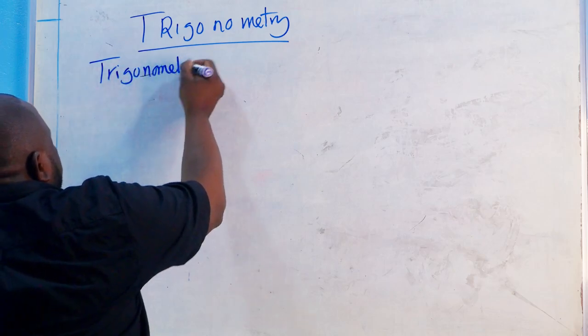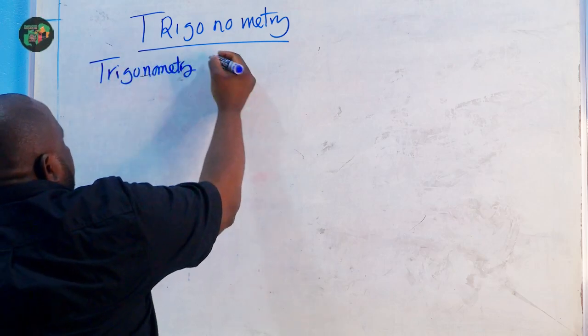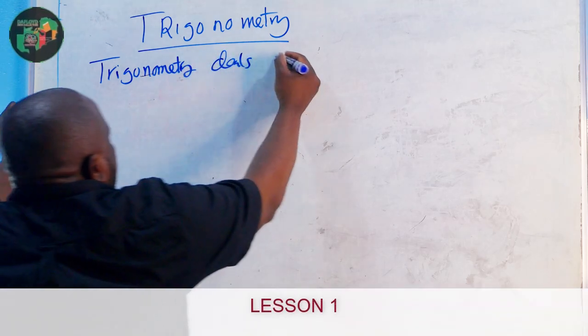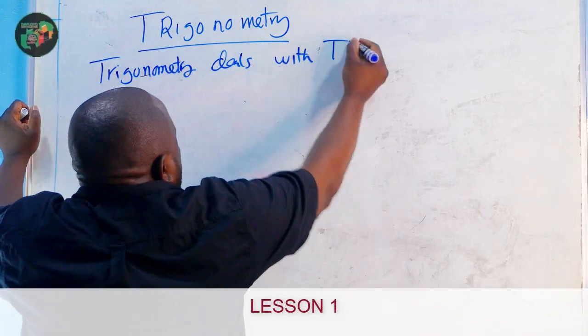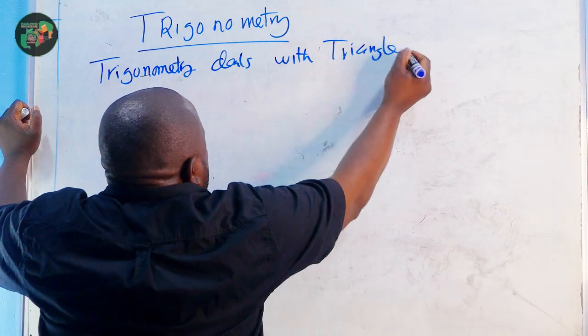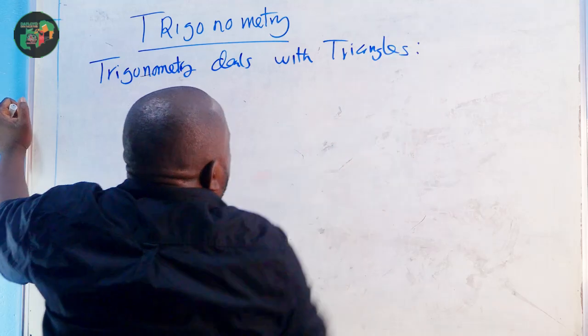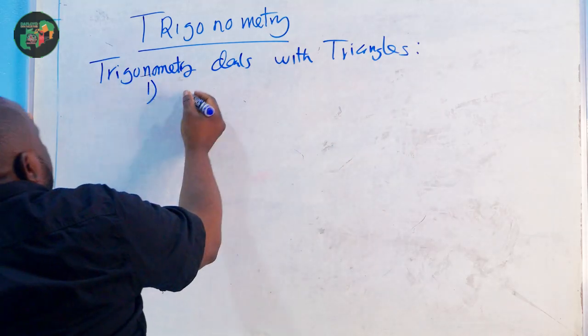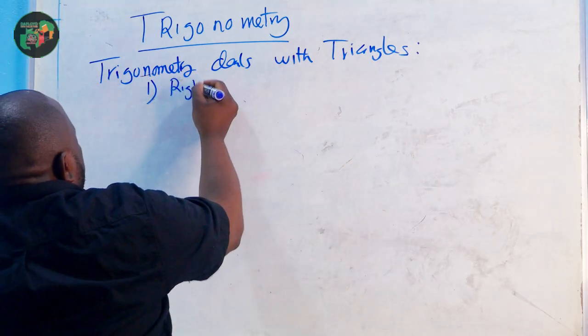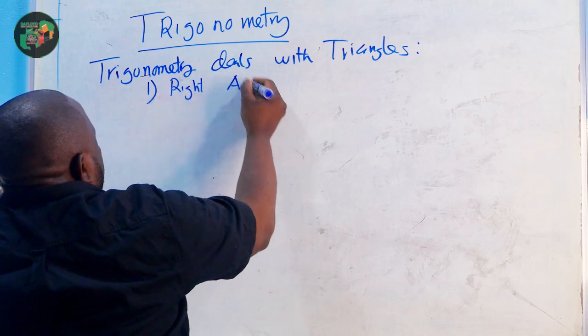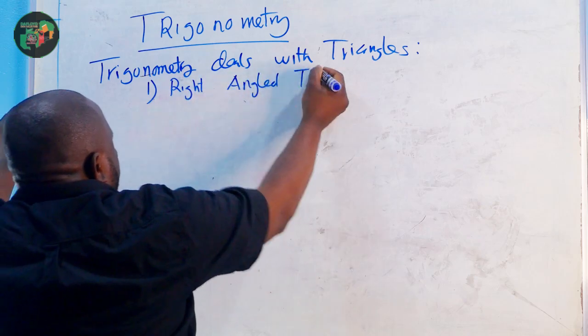Trigonometry deals with triangles. Triangles. How many types do we have? We have only two. Right angled triangle.